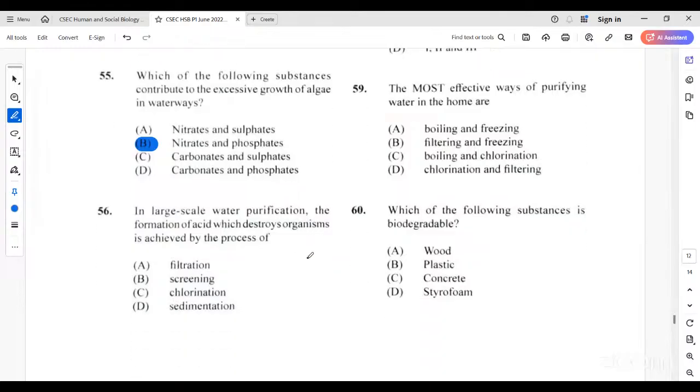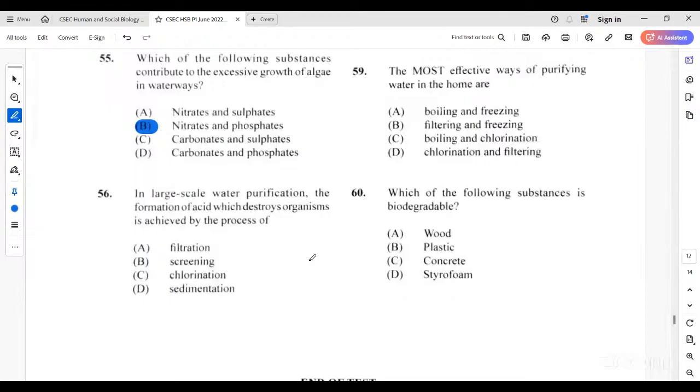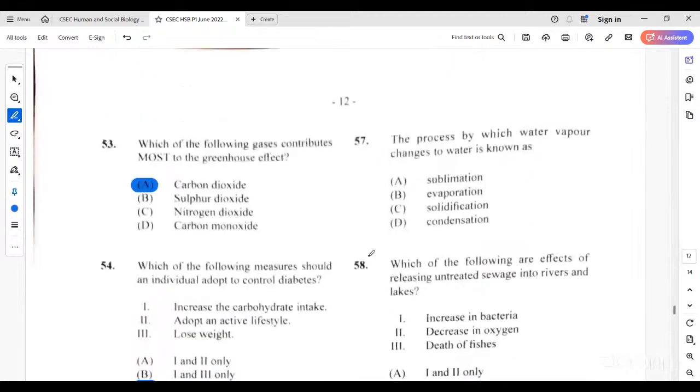In large-scale water purification, the formation of acid which destroys organisms is achieved by the process of adding chlorine to the water. That is called chlorination, which makes 56 C. 57, the process by which water vapor changes to water. Water vapor is the gas. It is changing to a liquid, is known as sublimation, no, evaporation, no, solidification, no, condensation. 57 is D.